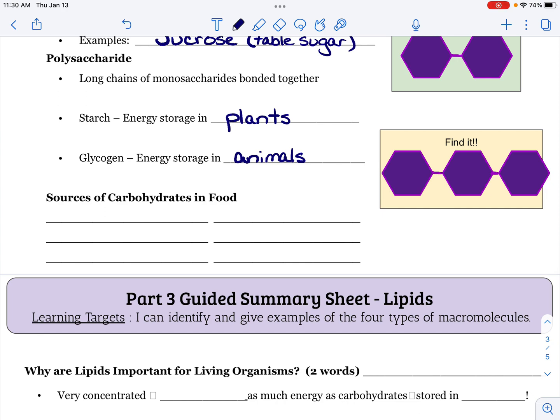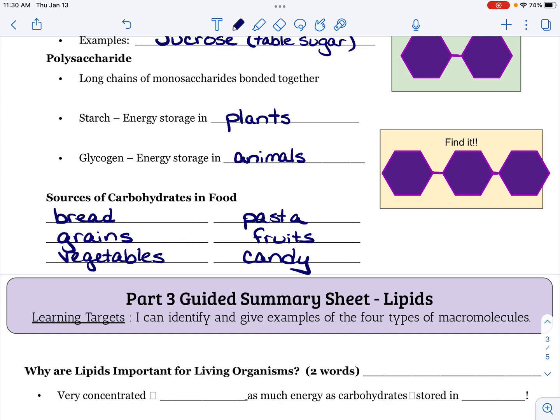Now sources for these are going to be things like bread and pasta, grains, fruits, vegetables, and of course candy.